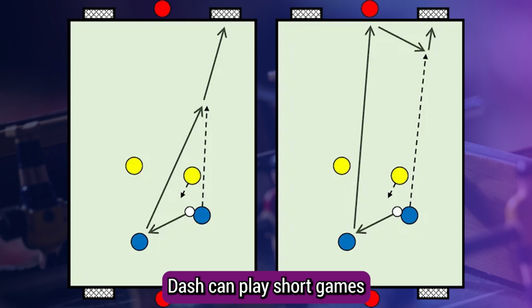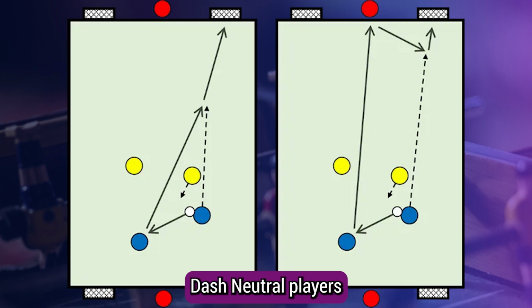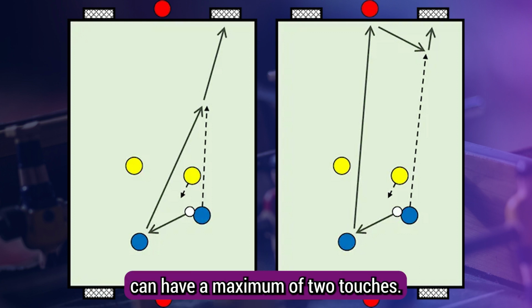You can play short games, or first to a target score, with the winning team staying on and the losing team becoming the neutral players. Neutral players can have a maximum of 2 touches.